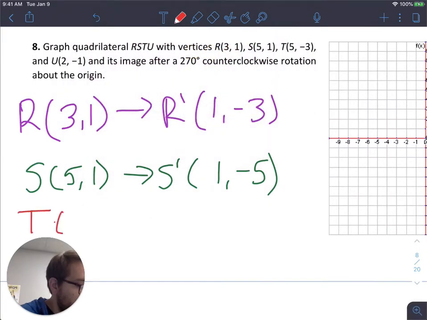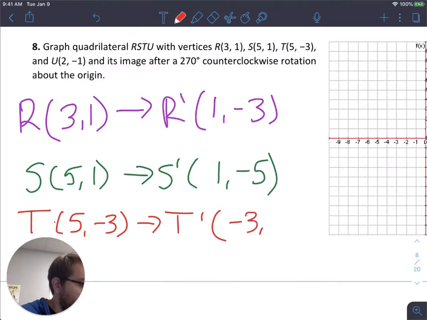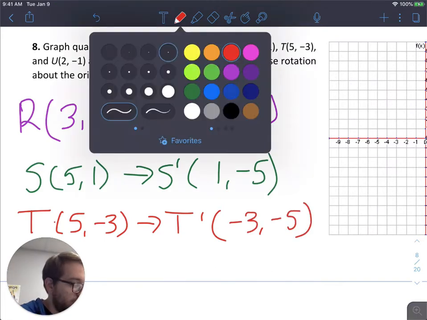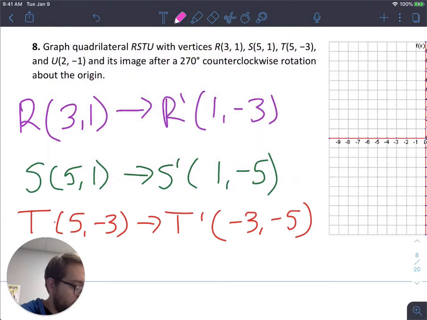T is at 5, -3. So T prime is at -3, -5. And then lastly, U is at 2, -1. So U prime is at -1, -2.